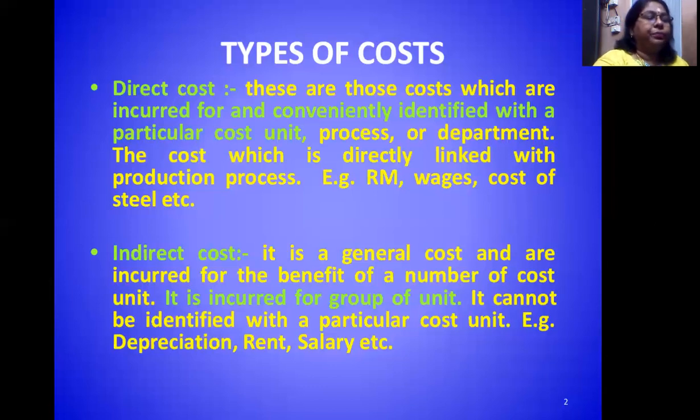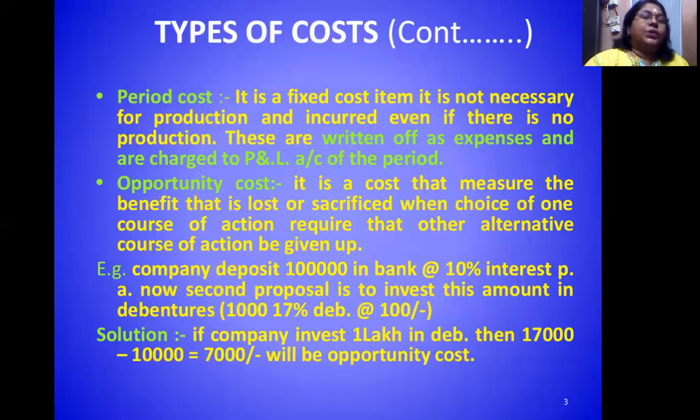Next is period costs. The period cost, I can say, is not relevant for production and is incurred even if there is no production. I can take the same example, the watchman's salary. The factory watchman's salary is the best example for explaining period costs. It remains fixed even if the factory is in lockout. Suddenly the factory may face a lockout due to a strike, non-availability of raw materials, or a power shutdown. Based on these reasons, the production may stop.